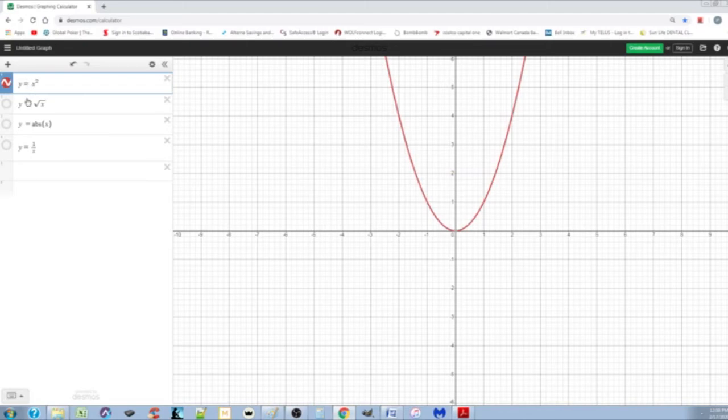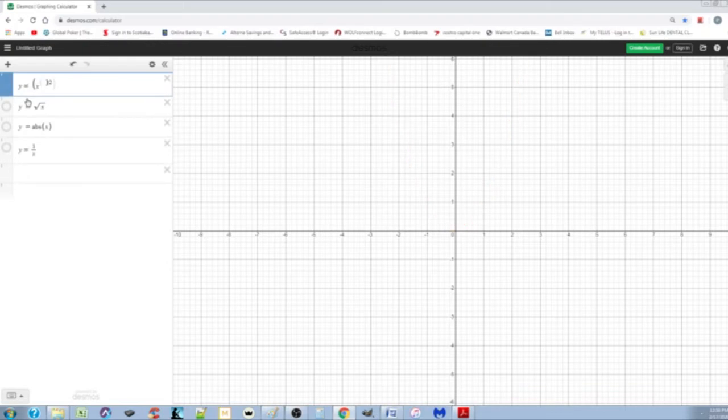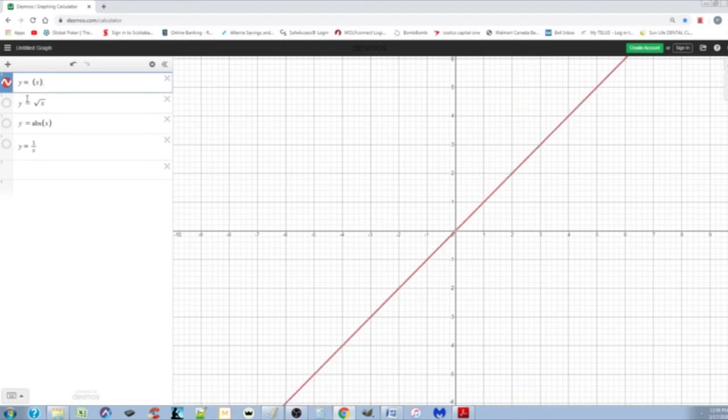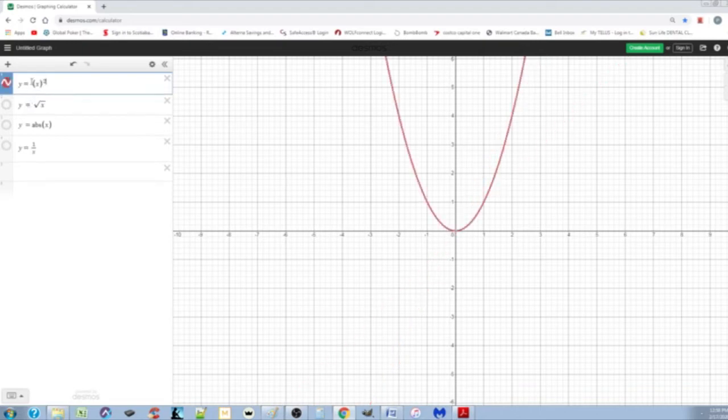I'm adding an a value in front of this. It would have been easier if I put a bracket in front of the x to make it all clear. So I'm adding an a value in front. I messed that up. Let's see if it'll let me do it like that. No, it didn't. Square root of 2. And what happens if I put a 3 in front of it? Well, it got skinnier. The 3 created what's called a stretch. We're going to get into that.